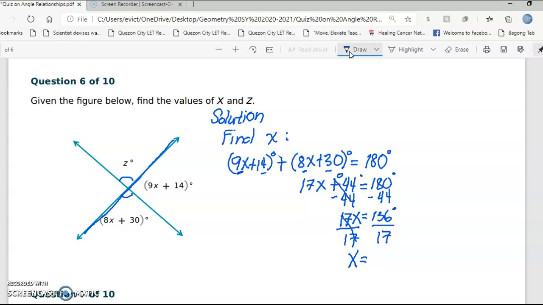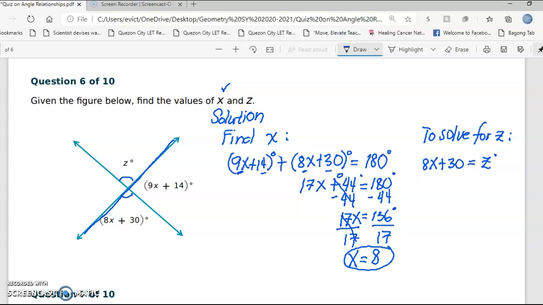Can you help me with this, class? 136 divided by 17 is equal to, correct, 8. Okay, now we solved x. What about z? So to solve for z, class, let us equate 8x plus 30. 8x plus 30 equals z.